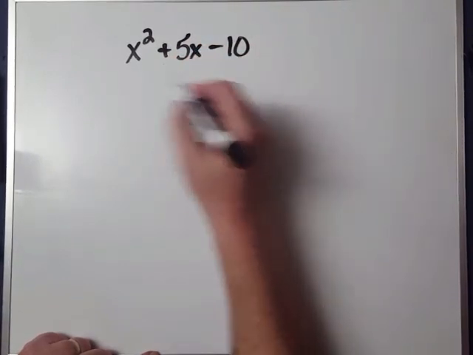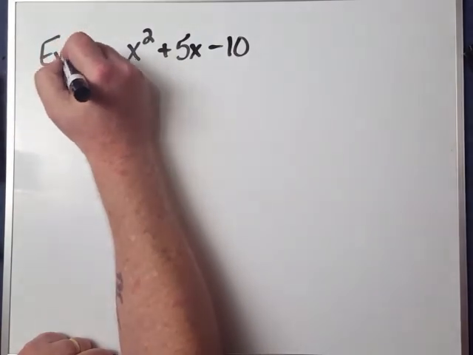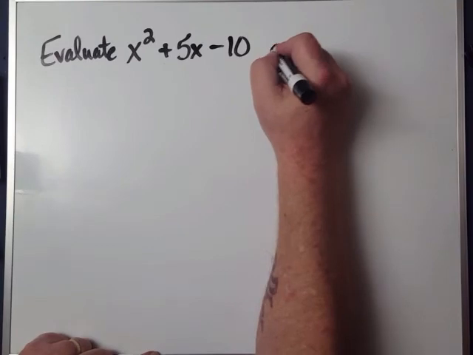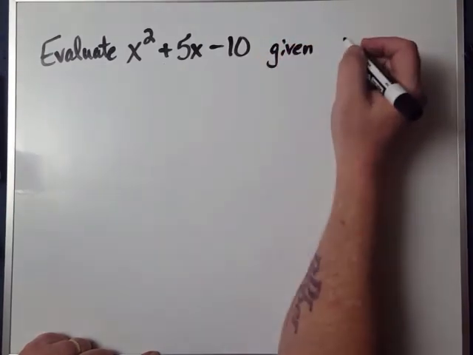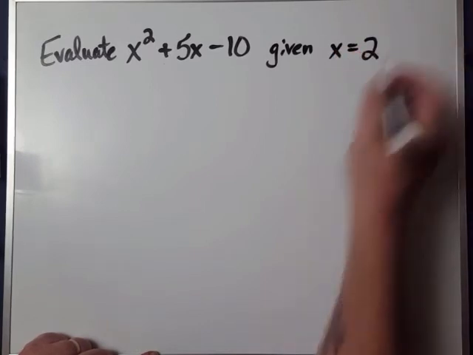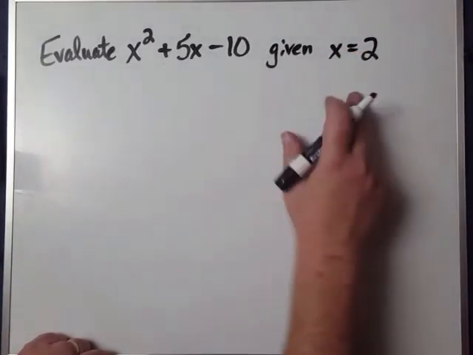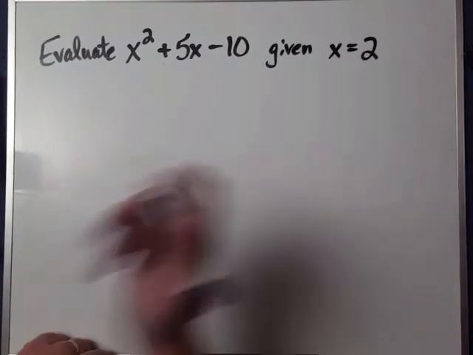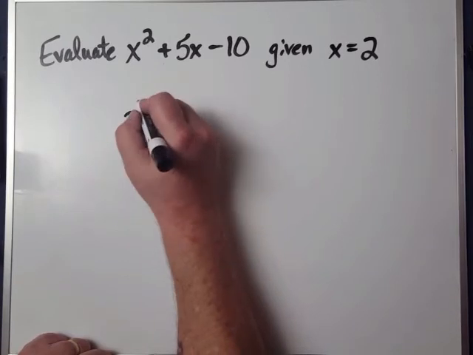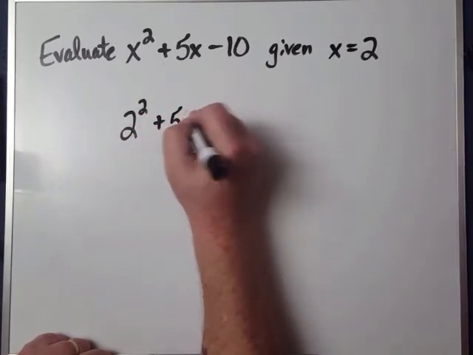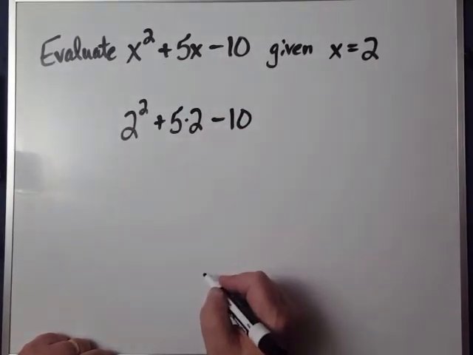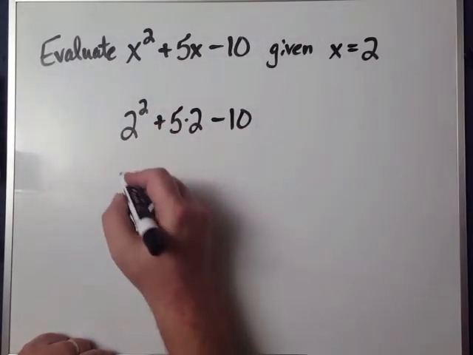On a quiz or a test, I will simply say evaluate. Evaluate this polynomial given, and here in part A, we are given that x is 2. Evaluate this polynomial given that x is 2. Well, plug in 2 for x. X squared, that's going to be 2 squared plus 5 times x, x is 2, and minus 10. And crank it out, order of operations. We'll take care of that power.